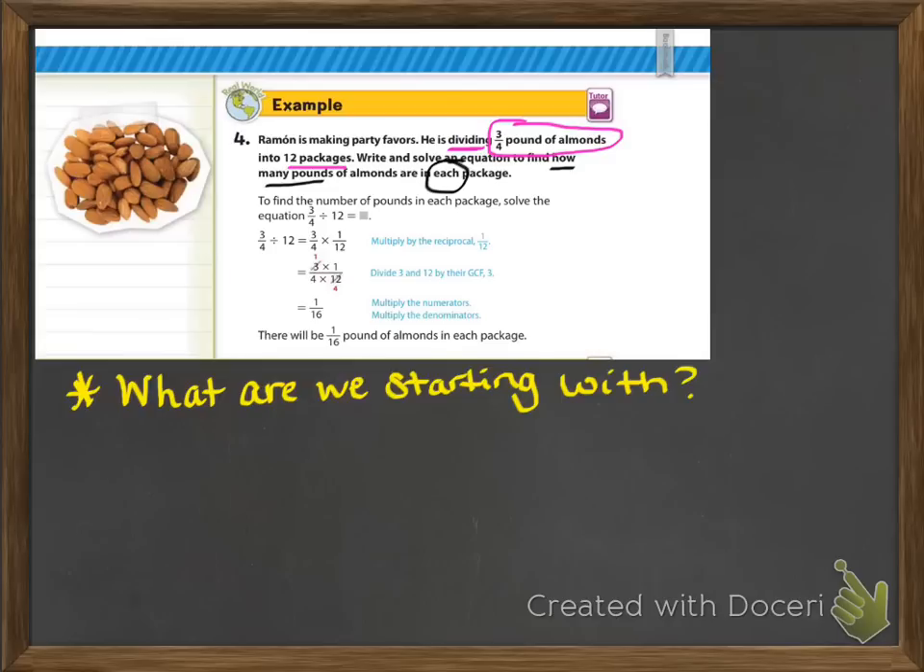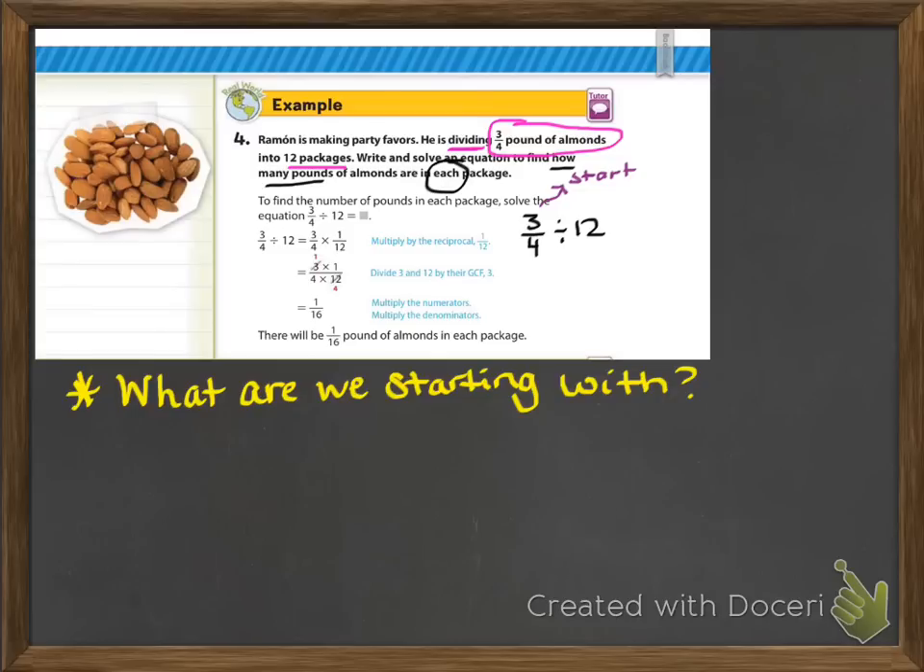It says he's dividing 3/4 pound of almonds into 12 packages. So remember, he hasn't done the 12 packages yet. He actually starts with 3/4 of a pound. That's the first mistake people are going to make here, and the most critical, because once you put it in the wrong order, you can't come back from that. So let's start with the 3/4 of a pound, and we're going to be dividing it into 12 packages. This is what we're starting with, so you're going to write start with here.